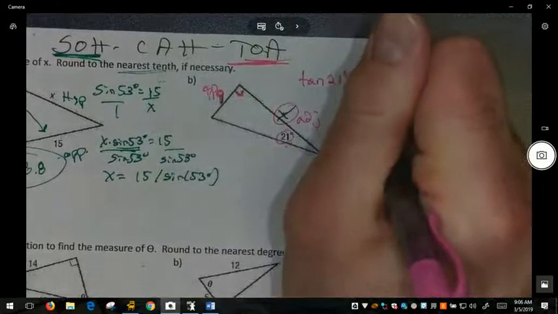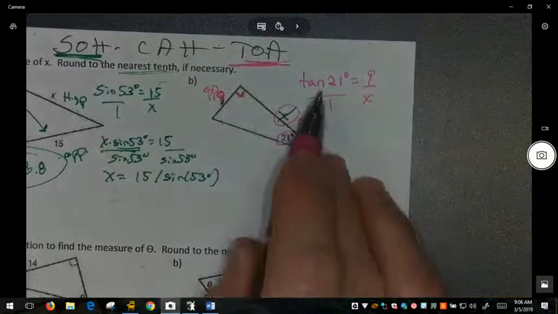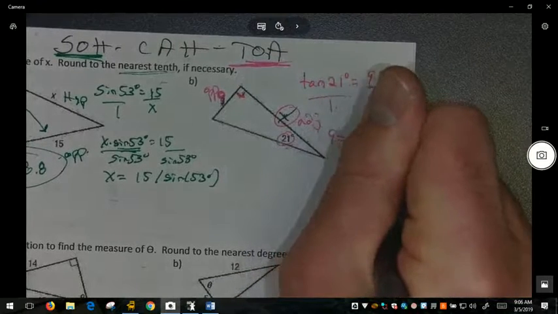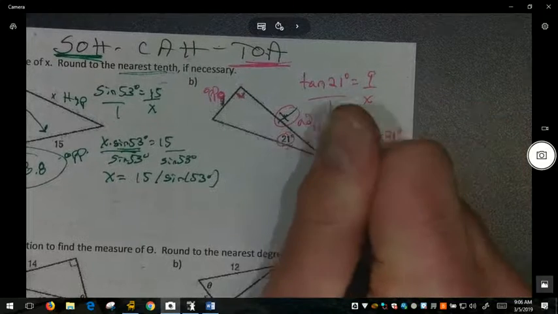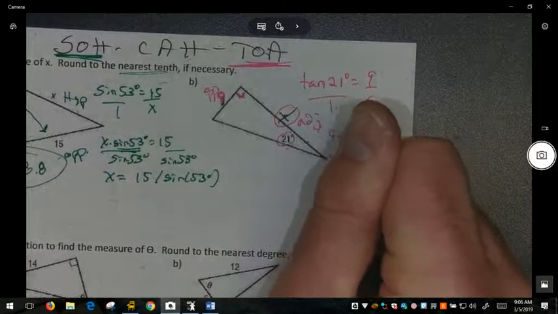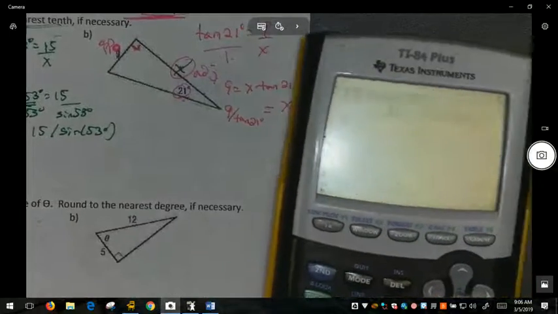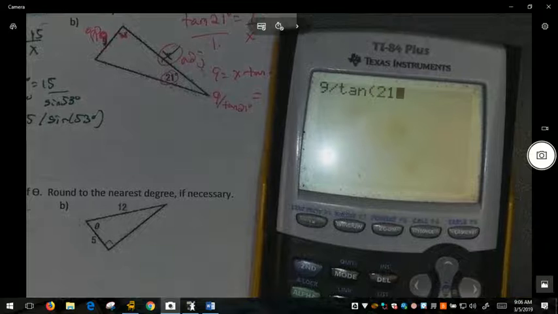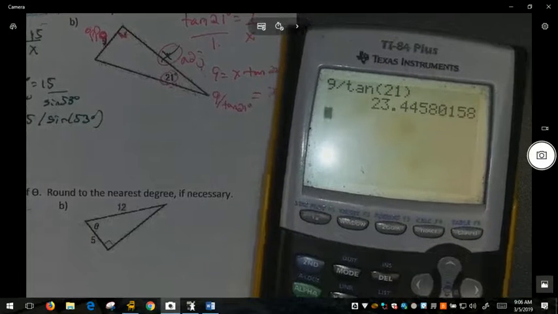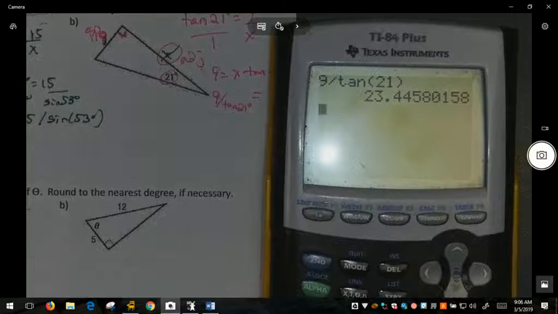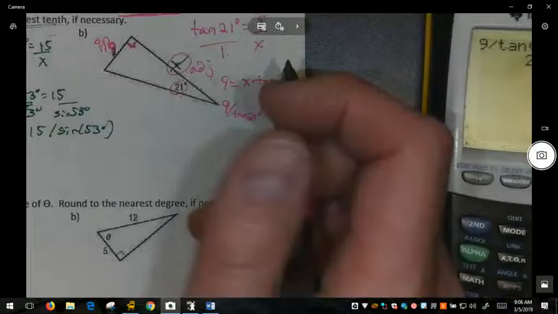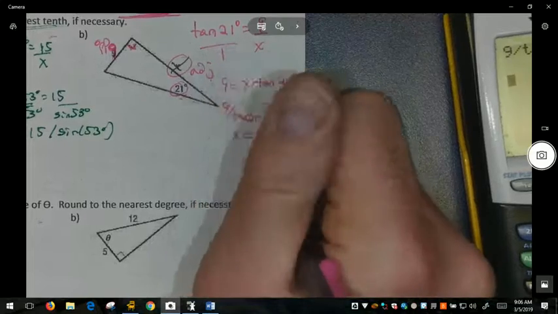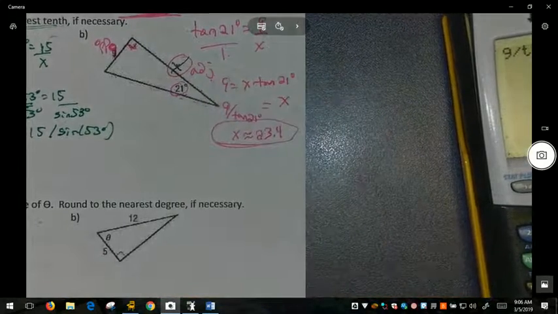So opposite over adjacent. So it's your tangent function over 1. We're going to cross multiply. We get 9 equals x times the tangent of 21 degrees. To solve for x, we will divide 9 by the tangent of 21 degrees, exactly like that in our calculator. We're not going to put tangent of 21 in first and round and create rounding errors. So everyone, when they plug it in like this, should get 23.44, which rounded to the nearest tenth is 23.4. And they don't have any units. If they had feet or inches, we'd put that on it.